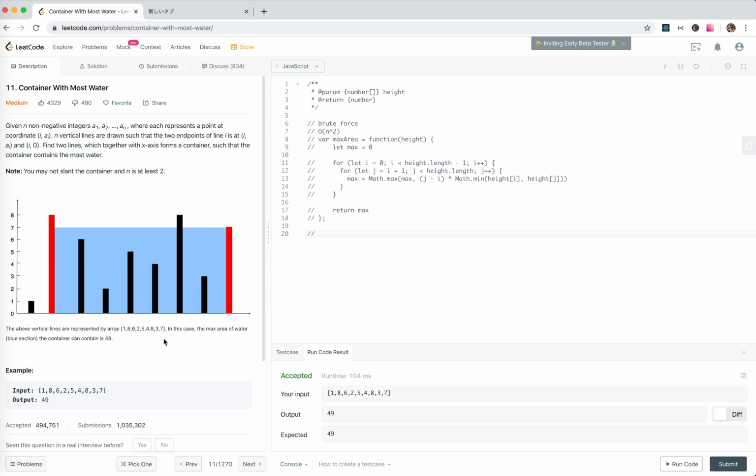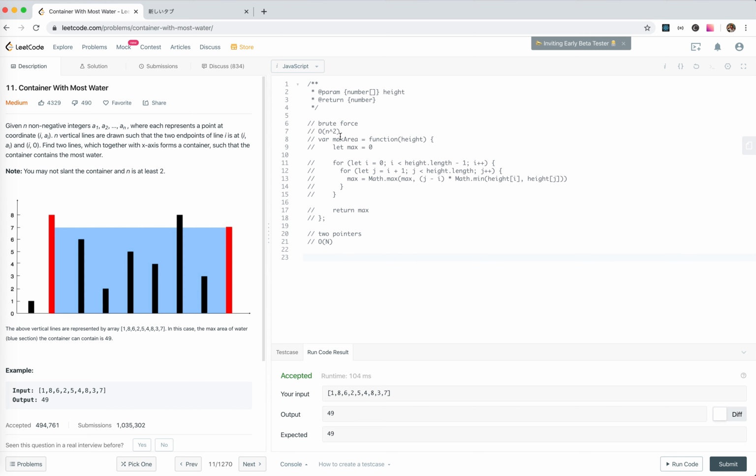So actually we can have two pointers, one from the beginning and one from the rear. We calculate the container, remove the smallest border, and do this back and forth. Finally, when the two pointers meet, we end it. The time will be better because every time we remove a border, so the time will be linear.